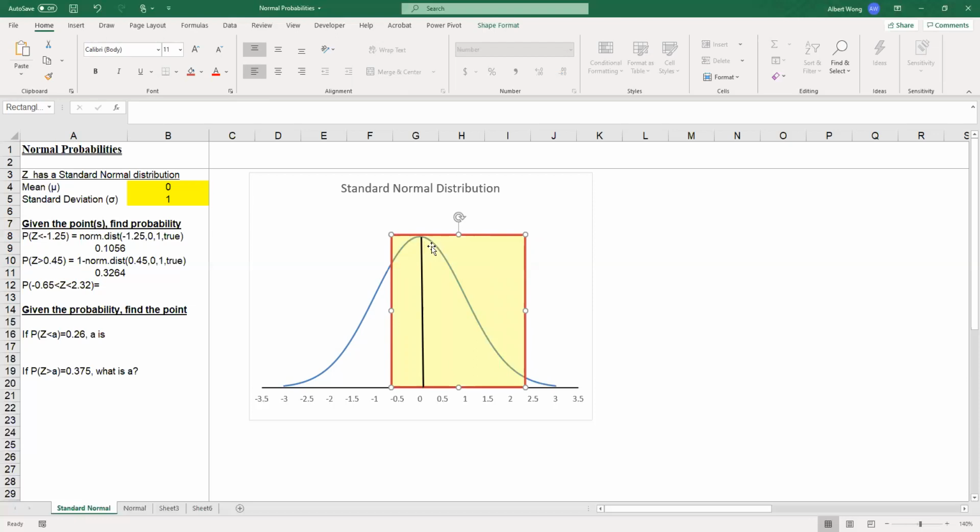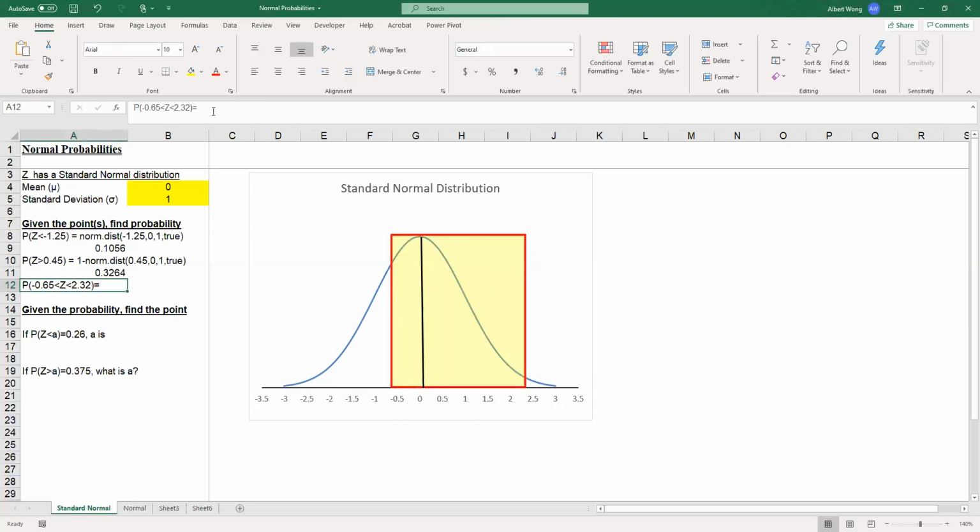So in order for us to find the area in between, you take the biggest area minus the small area, you get the area in between. The big area, of course, is the function calculated at 2.32. The small area is the function calculated at negative 0.65.